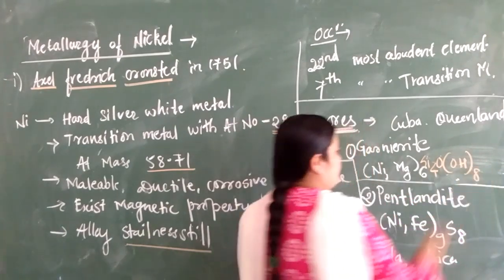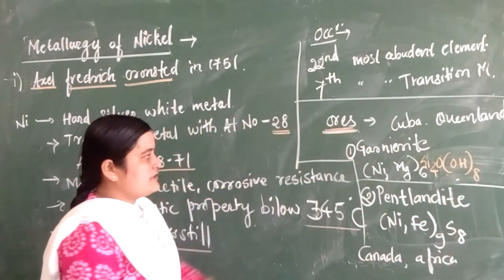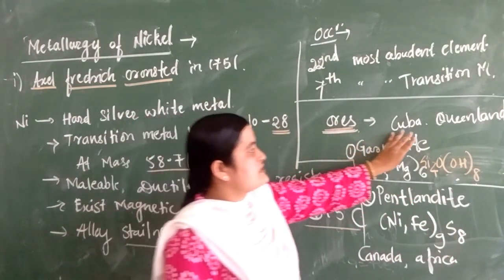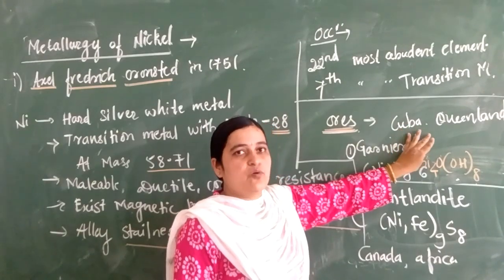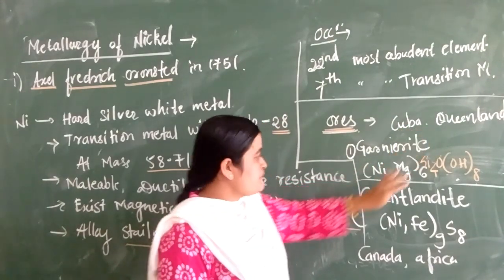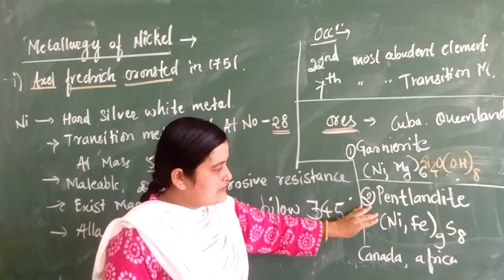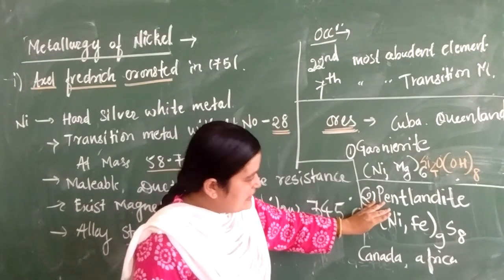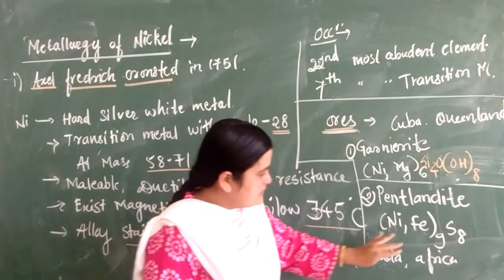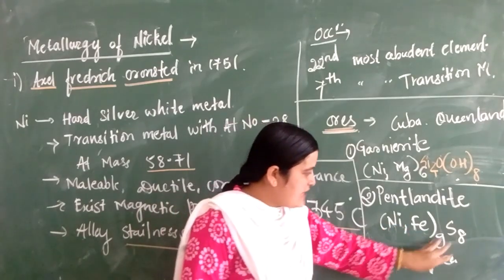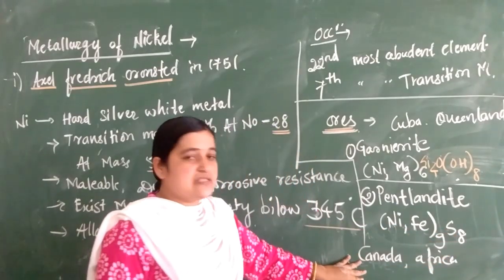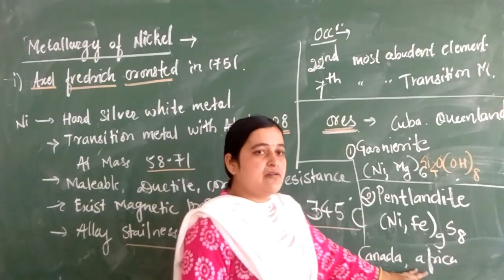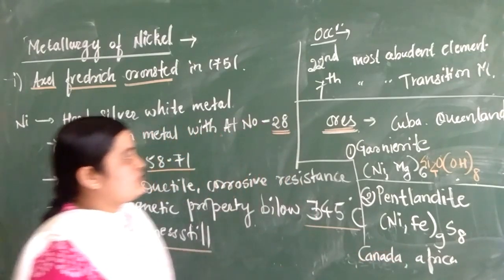Si4OH8. Okay, this is our garnierite. This ore can be present in which countries? Cuba and Finland, most abundantly, can be present over there. So next, pentlandite. This particular ore is NiFe9S8. So it can be present in which countries? Canada and Africa. Mostly they are present over there.